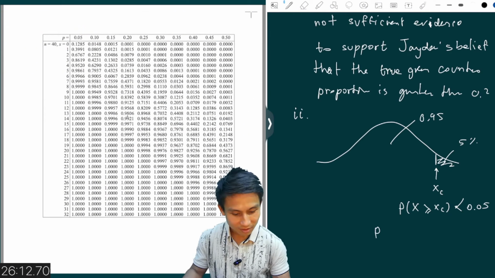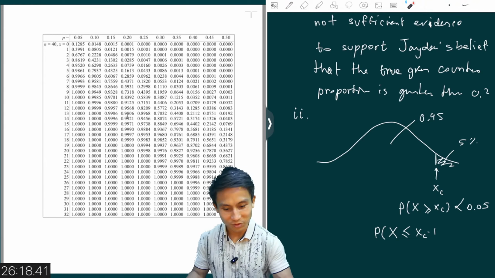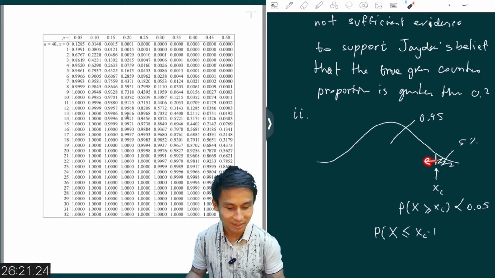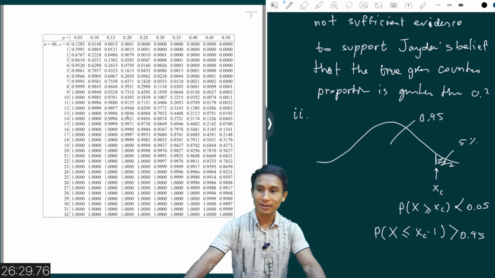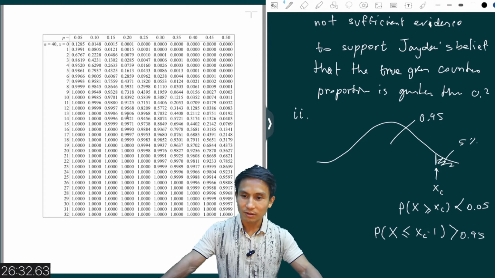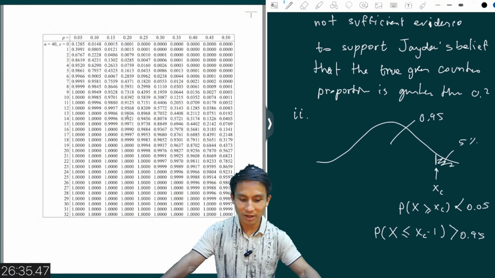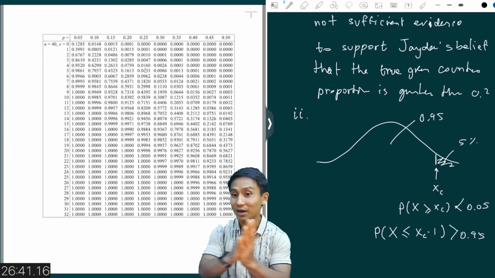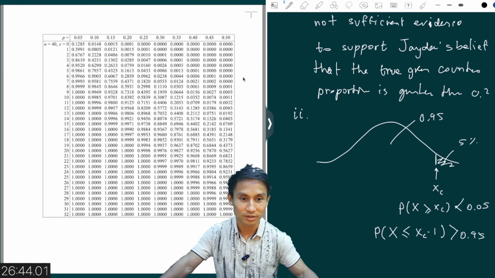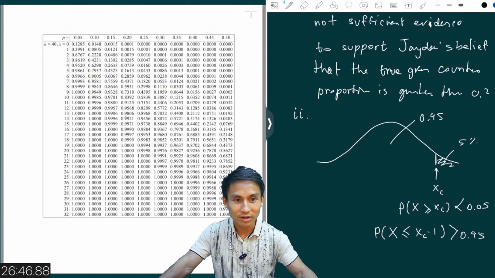That means we want some value one less than that, because when you do the other side, you have to go one less here because this is discrete. The probability should then be the opposite, greater than 0.95. Make sure you understand why I do this. I do this because the table only offers the lower tail of the distribution. So we need the one that gives greater than 0.95, which is this one there.